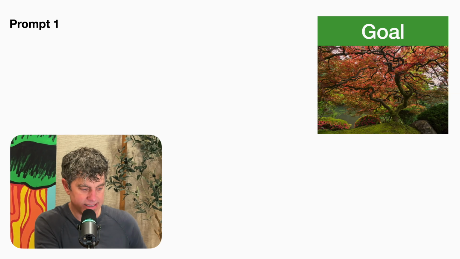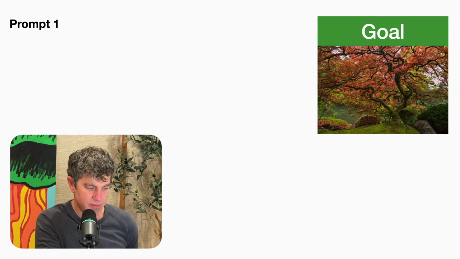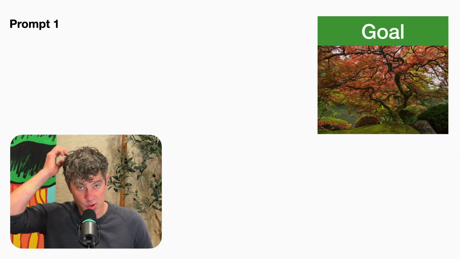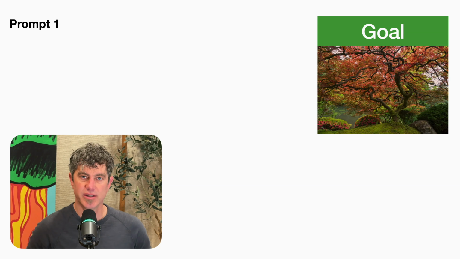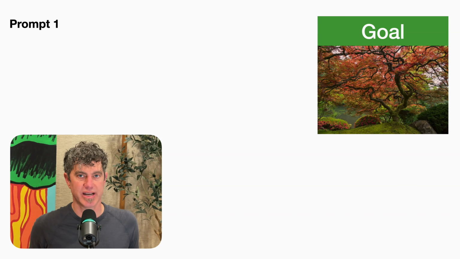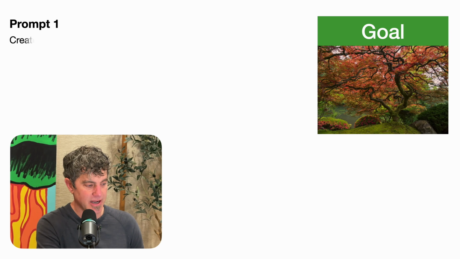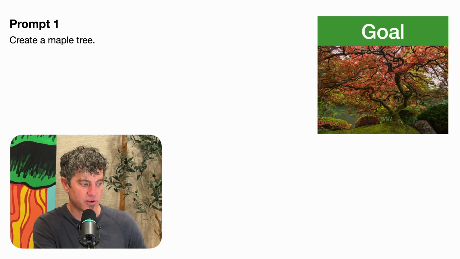So here again is the image of the maple tree from Portland, Oregon. And this was their goal. This is what they were trying to recreate. Now, one of the students said, let's just ask it to create a maple tree just to see what it does. Let's see how close it gets to our goal image. So that was literally the first prompt, create a maple tree. And here's what it made.